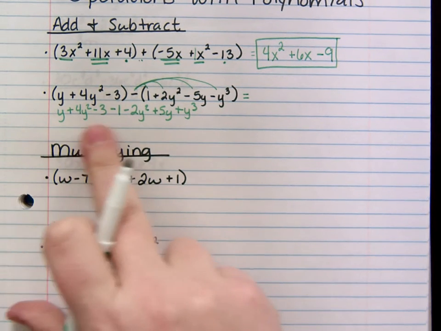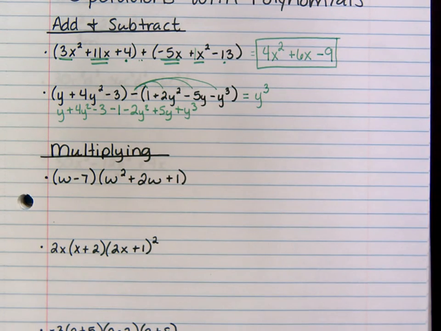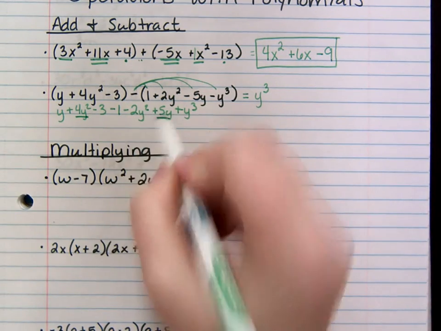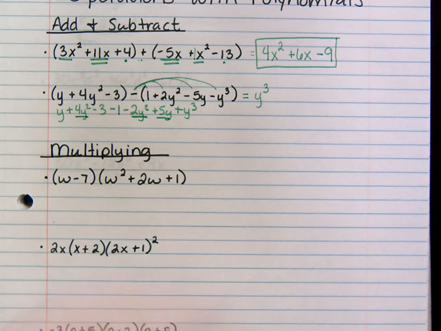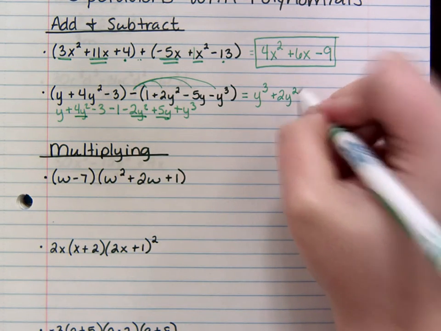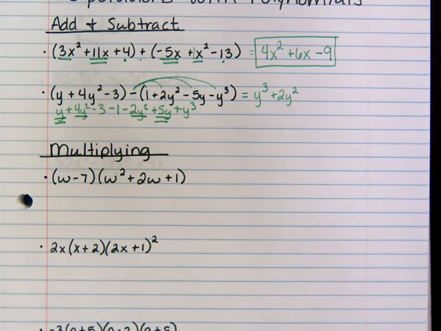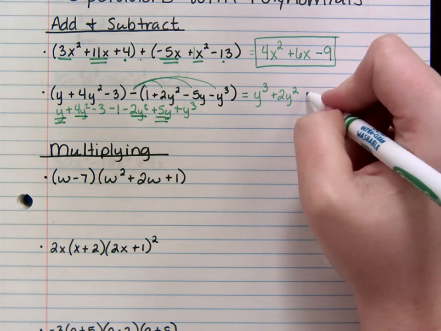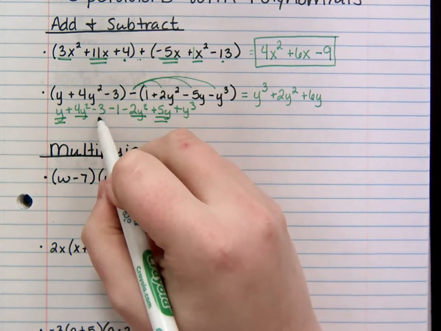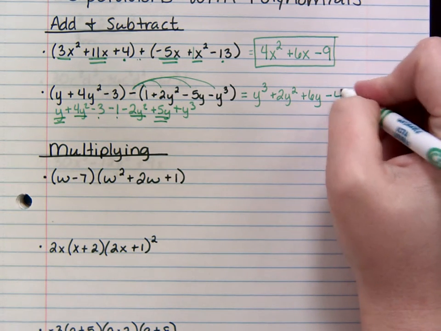So again, my biggest exponent's a 3, so I start with the y cubed. There's nothing to combine it with, so I'll just write it down. Next is your squares. We've got 4y squared and negative 2y squared to get positive 2y squared. Then I combine my y's. So y plus 5y gives me 6y. And then of course I've got my numbers. So negative 3 minus 1 gives me negative 4.